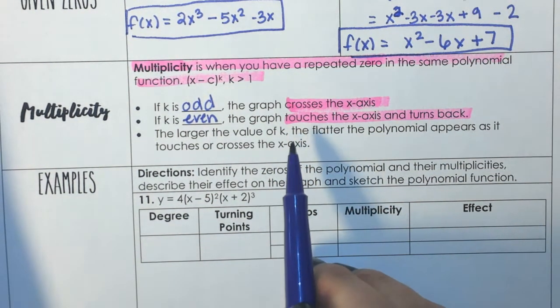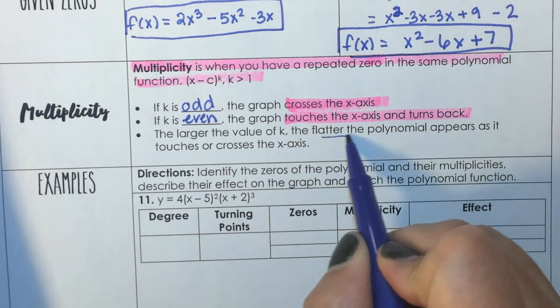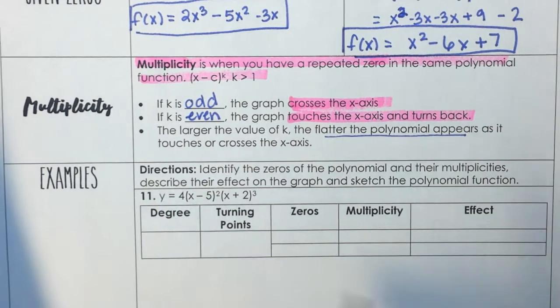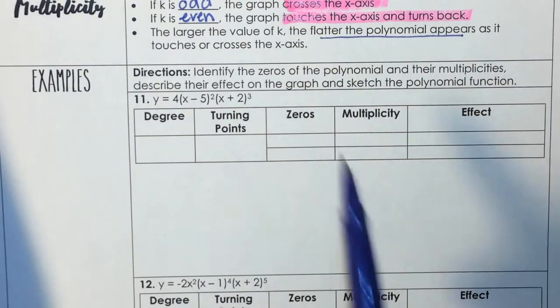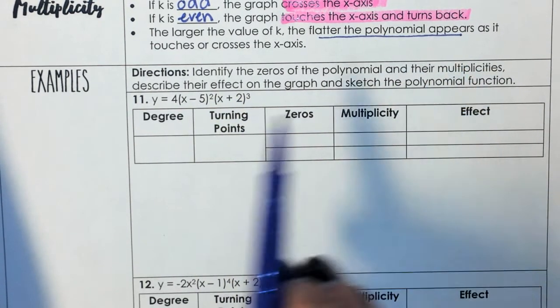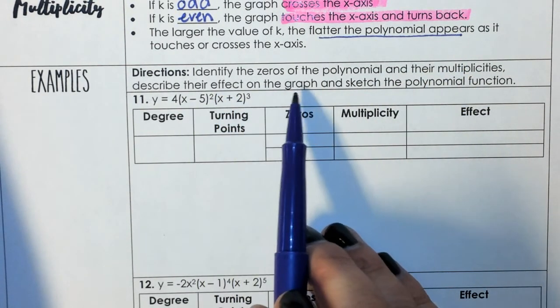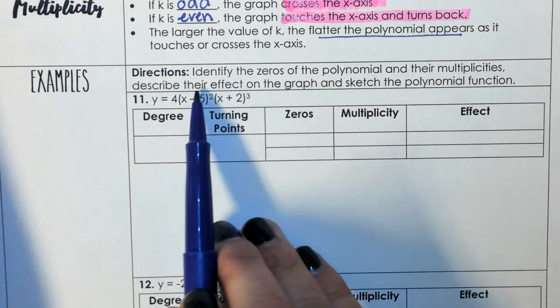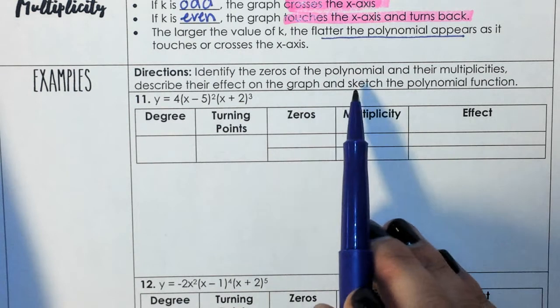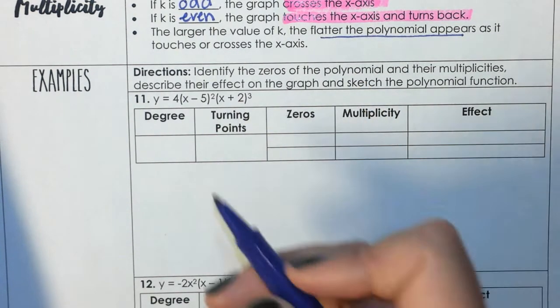The larger the value of k that you have, the flatter the polynomial appears to be at that x value when it either touches and turns or when it actually crosses through the axis. Okay. So on example number 11, we're going to identify the zeros of this function here, and we're going to state their multiplicities, describe their effect on the graph, meaning is it going to touch and turn, or is it going to go through the x-axis and cross it, and then we're going to sketch it below.